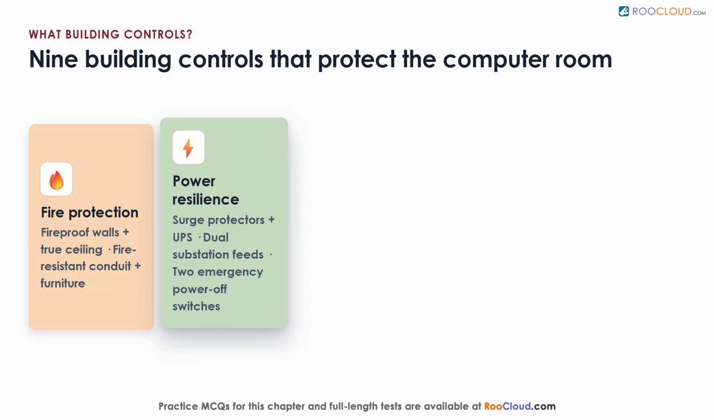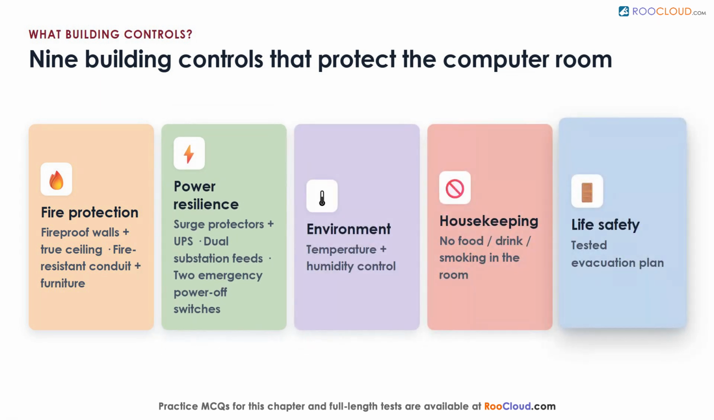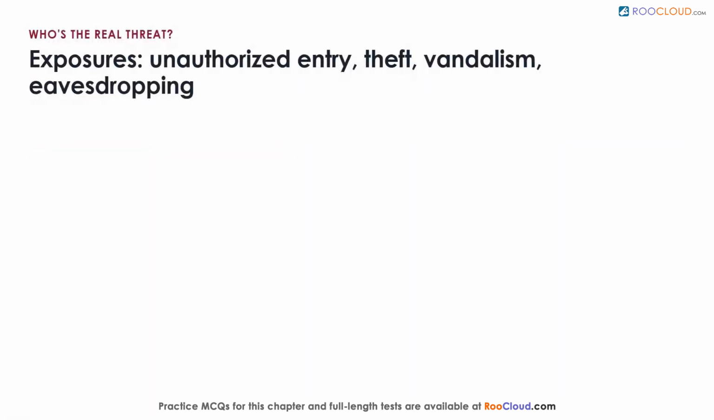Now let's switch from the environment to people. What are the physical access exposures? Things like unauthorized entry, theft, vandalism, and eavesdropping.